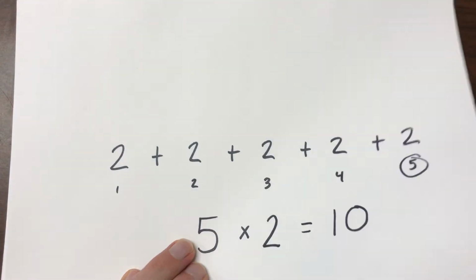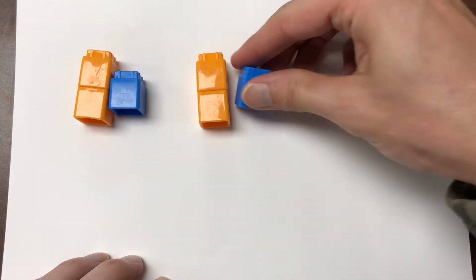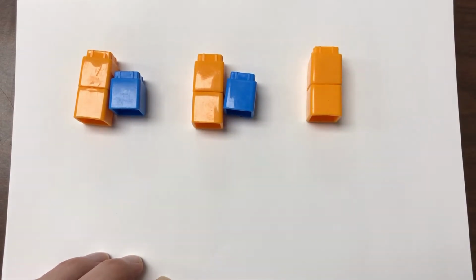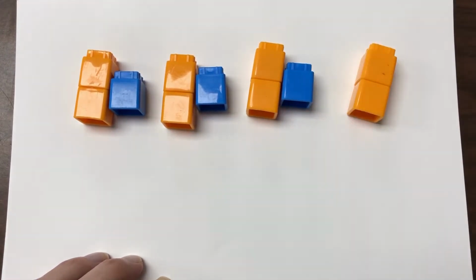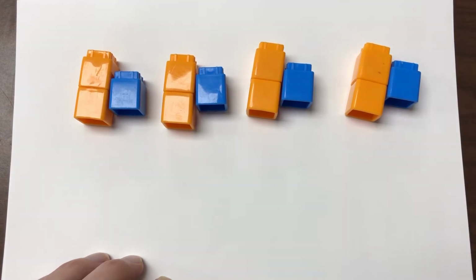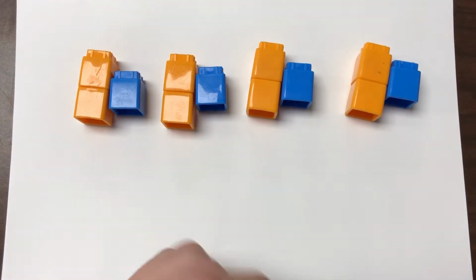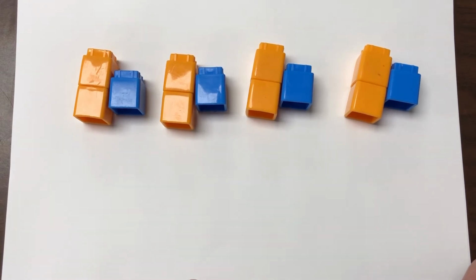Let's try repeatedly adding 3. So I've got a group of 3 here. I've got another group of 3 right here, another group of 3 here, and let's squeeze another one in here, another group of 3 right here. All right, if I wanted to write this as a repeated addition sentence, what would I do? Go ahead and pause the video now.